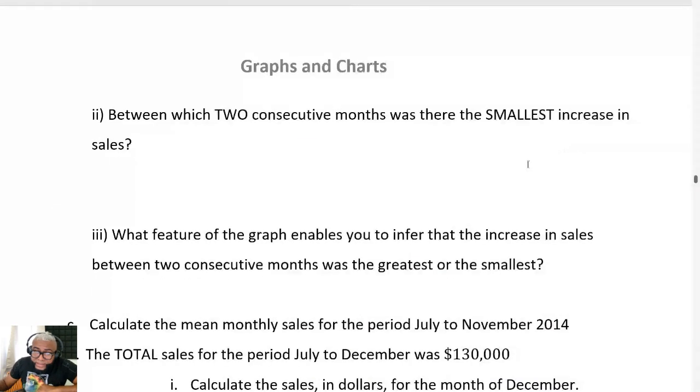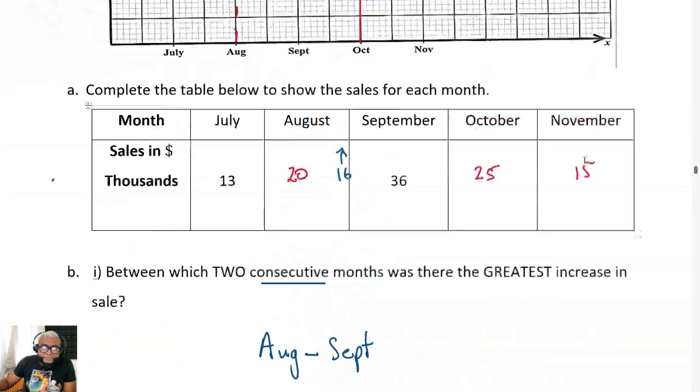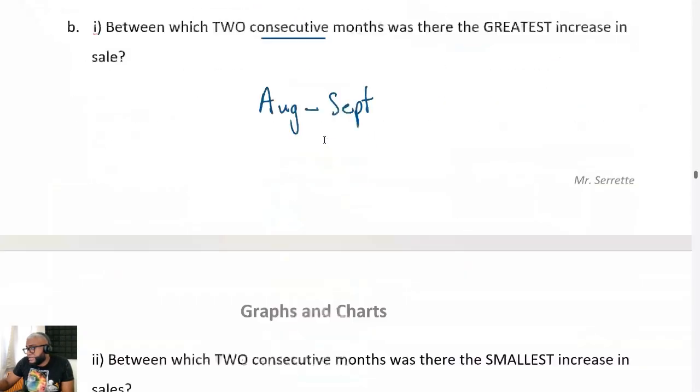So which two months now had the smallest increase? Anybody? July to August. I hear September to October. Remember, it's increase we're talking about. Yes, sir. July to August. Let me write it down and then go check it. Oh, they said two consecutive. Yeah, July to August it went up by 7. This one it went up by 16. There's no other increase actually. So it had to be 7, right?